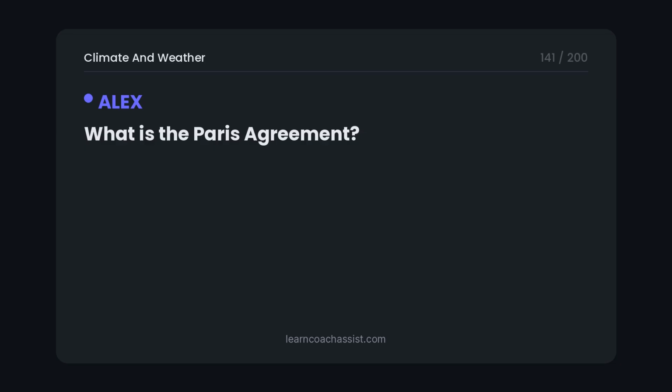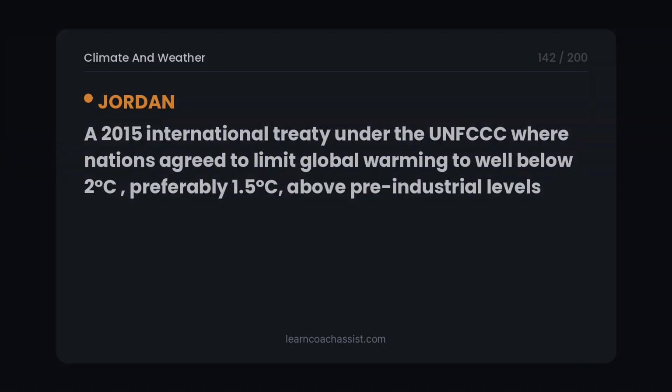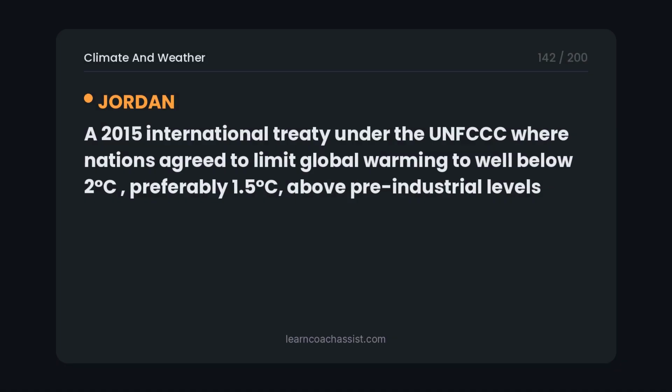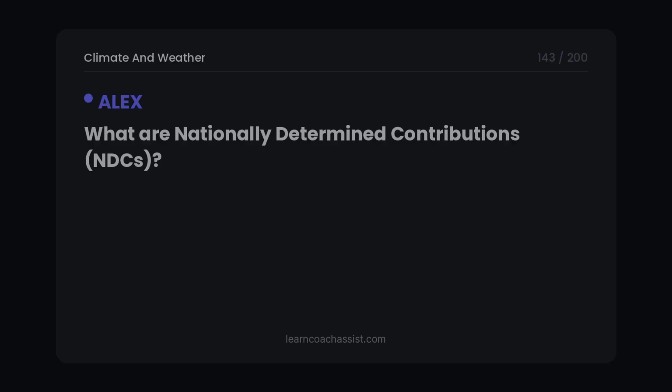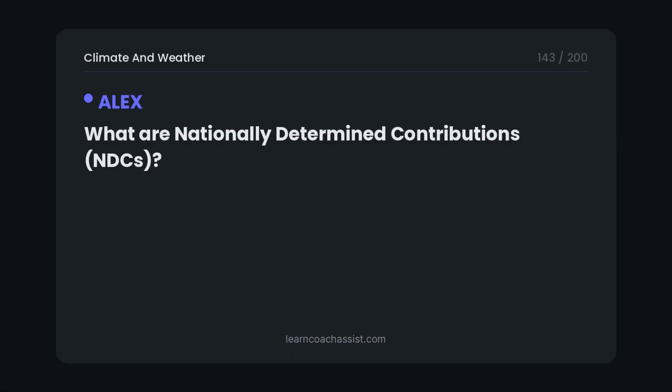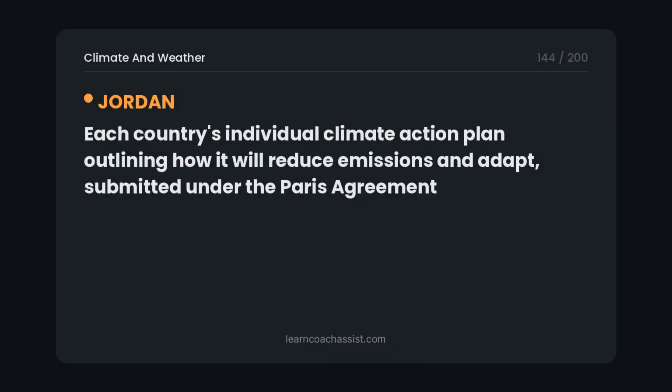What is the Paris Agreement? A 2015 international treaty under the UNFCCC where nations agreed to limit global warming to well below 2 degrees Celsius, preferably 1.5 degrees Celsius, above pre-industrial levels. What are nationally determined contributions, NDCs? Each country's individual climate action plan outlining how it will reduce emissions and adapt, submitted under the Paris Agreement.